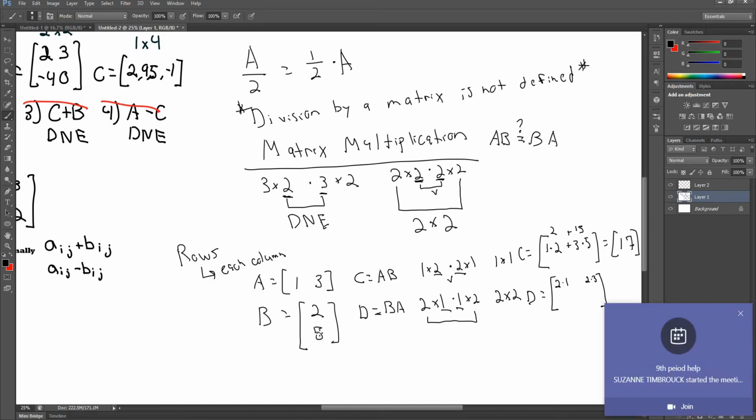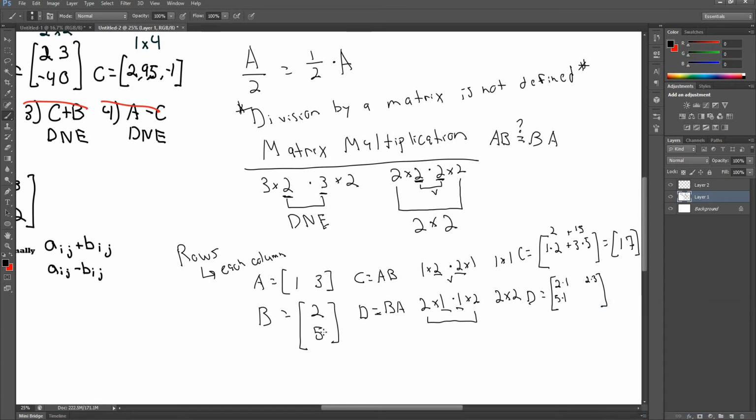So I'm going to row 2 of matrix B. So that's going to be 5, column 1 again. So I'm in row 2, column 1. So this is 5 times 1. This is going to be 5. And then I go to column 2. So I'm in row 2, column 2. 5 times 3. So D is going to equal 2, 6, 5, 15.